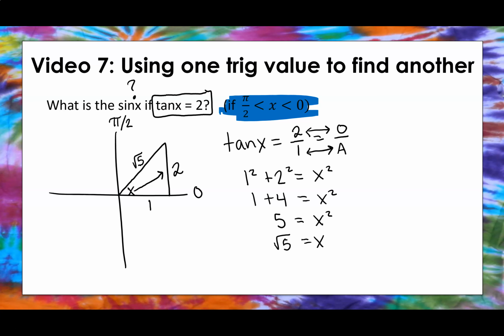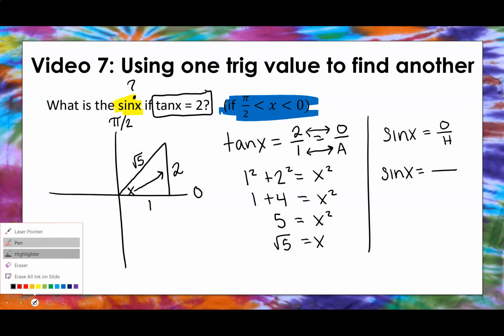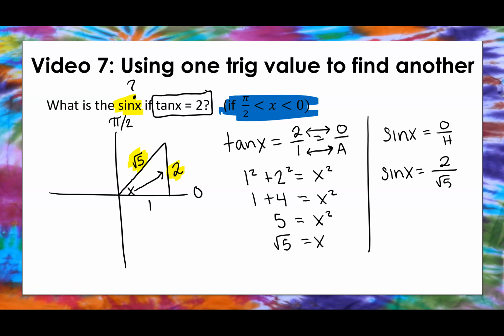Now, what was this asking for originally? Well, it was asking for the sine of x. So I need to make sure I answer that question. And we've got sine of x is equal to opposite over hypotenuse. Well, what is sine? It's going to be my opposite here over my hypotenuse, square root of 5. All right, so this is going to be my opposite of 2 divided by root 5.